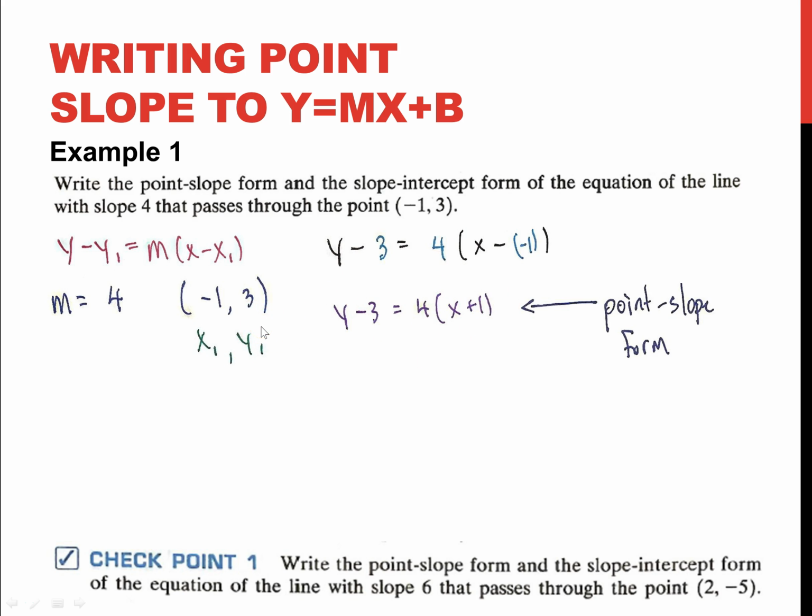But what I want to do is see if I can change this into slope-intercept form. And I can. I'm just going to distribute the 4. So 4 times x is 4x and 4 times 1 is 4. And then I can just move the 3, and boom, this is slope-intercept form. So there you can see that the two equations will absolutely give you the same line. For me personally, it's easier to graph with slope-intercept. It's just my practice and preferred method.